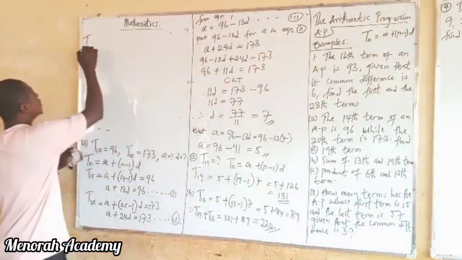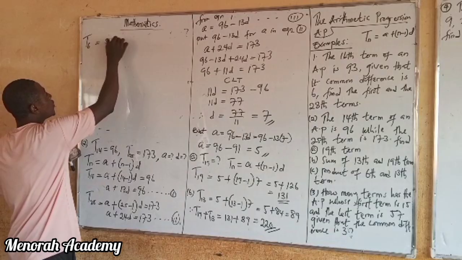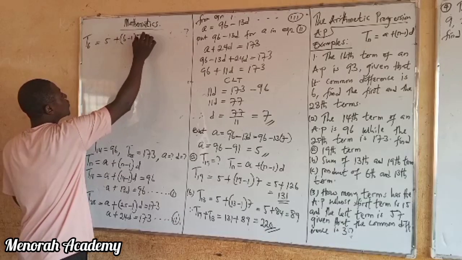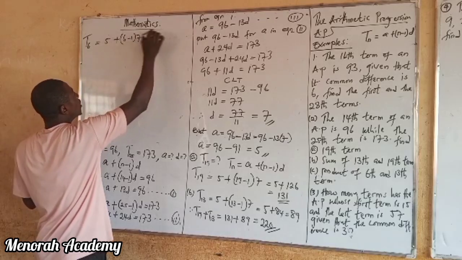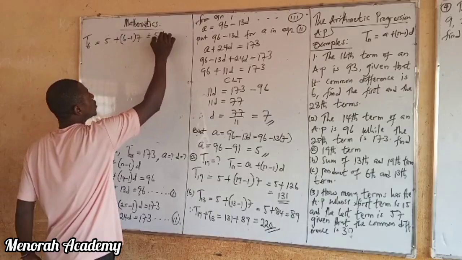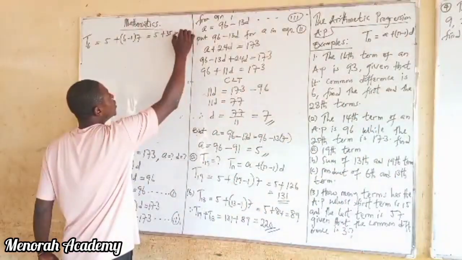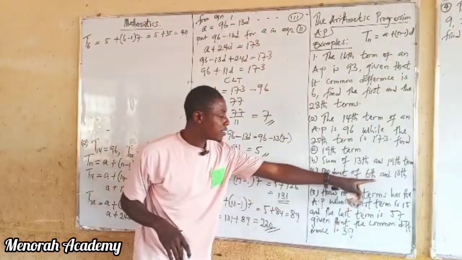T of 6 is going to be equal to 5, that is our first term, plus 6 minus 1, then our common difference, which is 7. So this is going to be equal to 5 plus 6 minus 1, which is 5, times 7. 5 times 7 is 35. So 5 plus 35 is now 40.